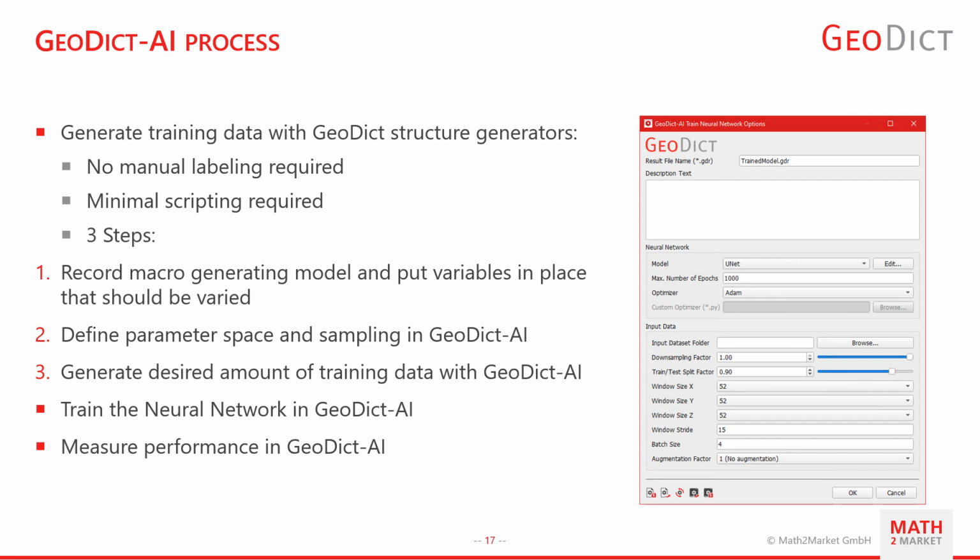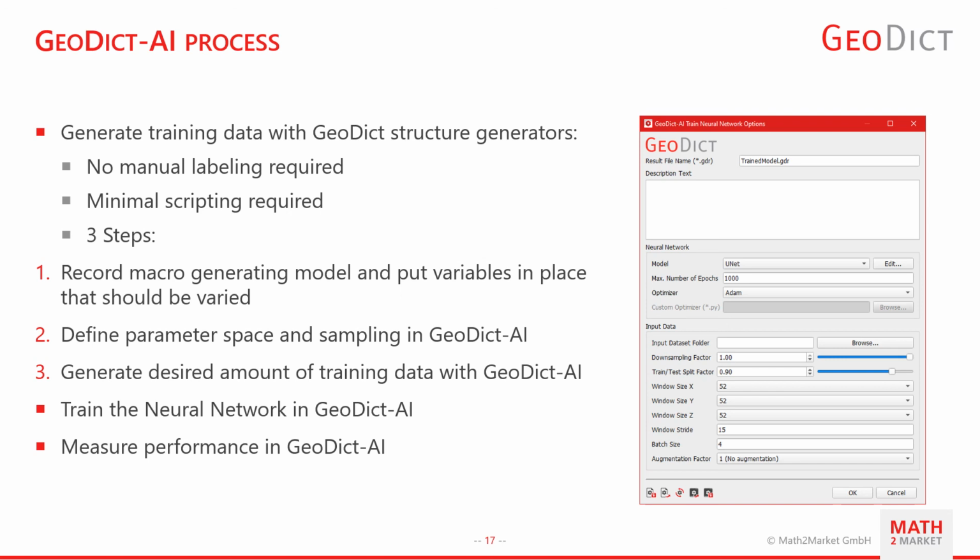To generate training data with GeoDict AI in GeoDict 2022, you are not required to do a lot of scripting anymore. You of course still need to record your macro to generate your training data. But then afterwards you basically only put in your variables for the parameters you want to vary, and the rest is automatically done by GeoDict AI. Then you just tell GeoDict how many samples you want to generate, how big your parameter space is and how you want to sample it, all in the user interface, and then you just click away and all the training data is generated.